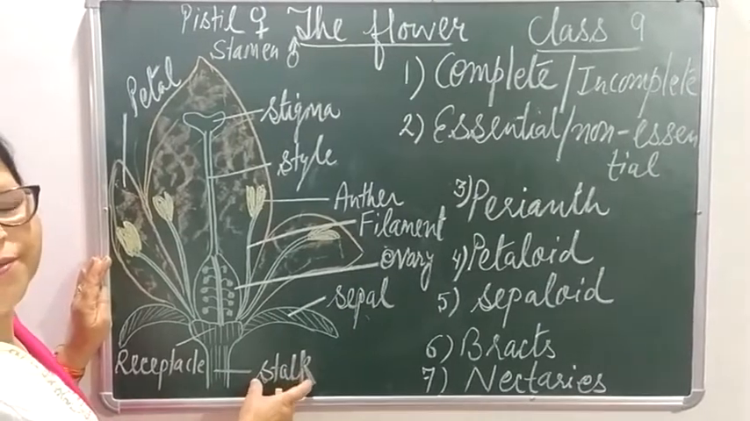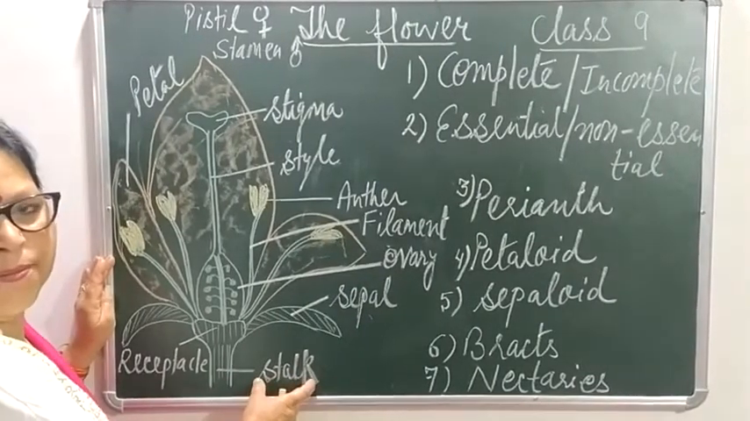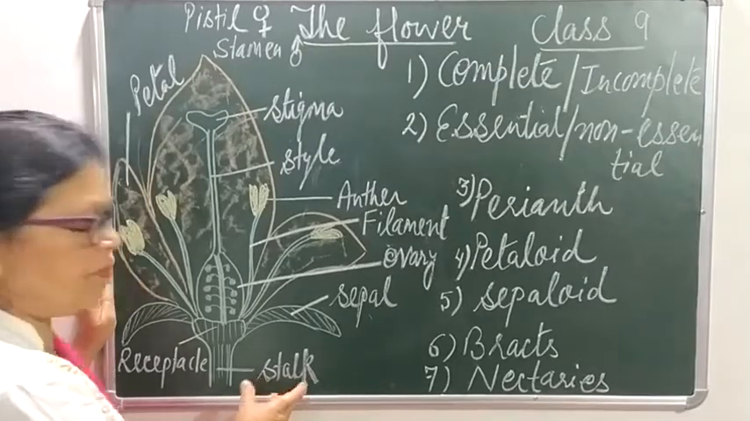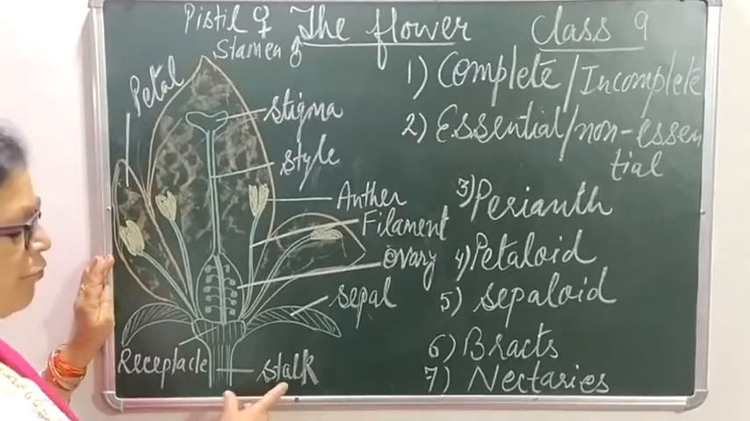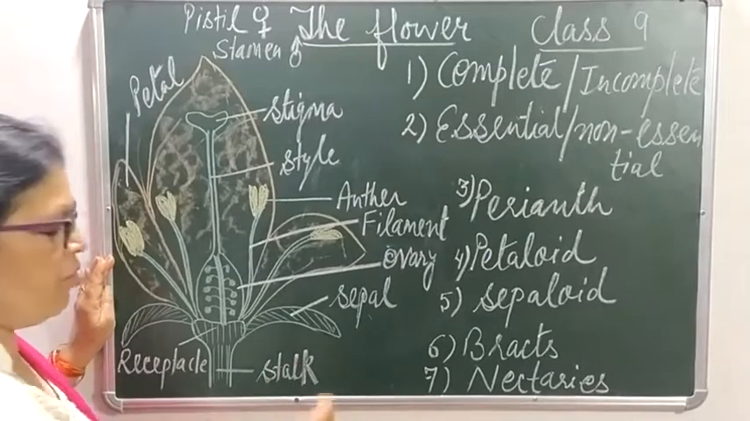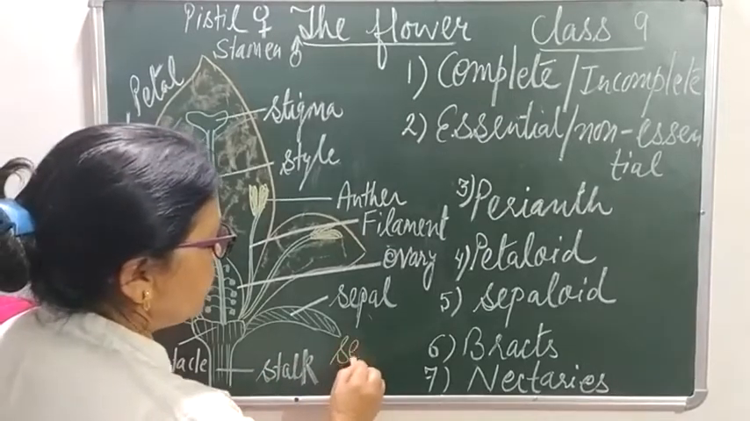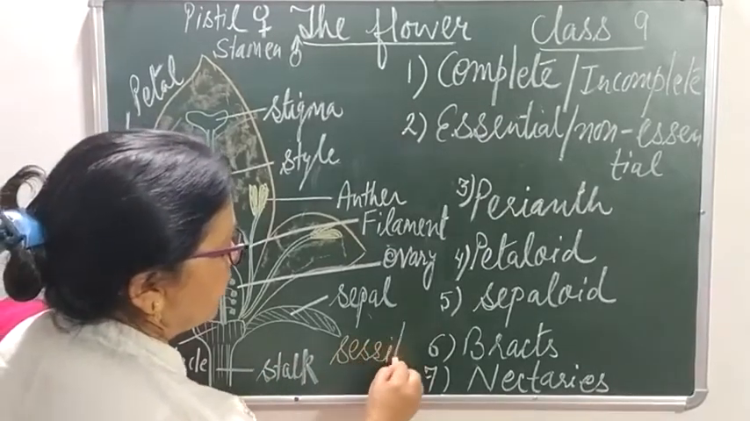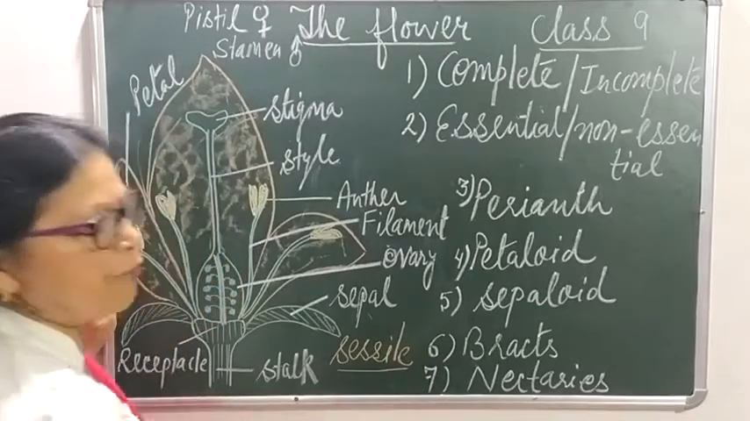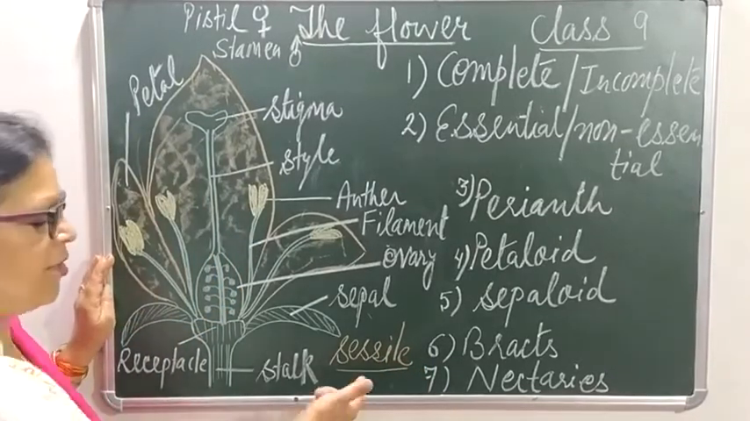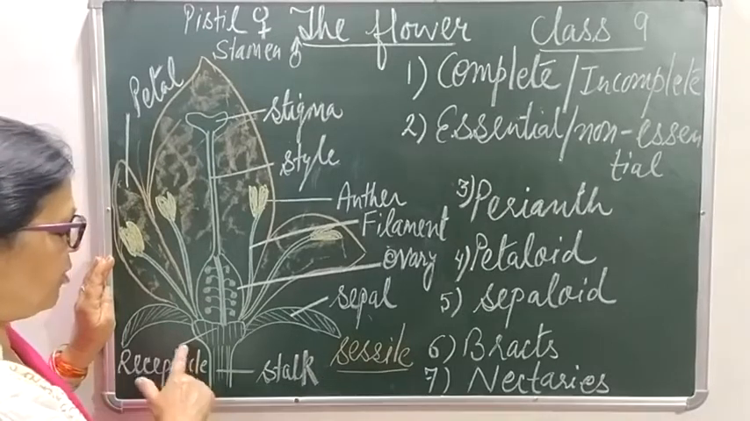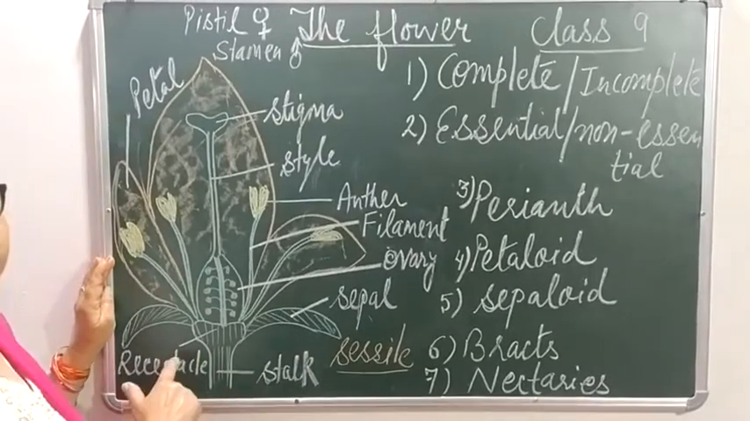Some flowers may have a stalk or may not have this stalk. So a flower which doesn't contain a stalk, or is without a stalk, is called sessile. So it's a new term for you, sessile. So what are sessile flowers? Sessile means a flower which doesn't contain this stalk.